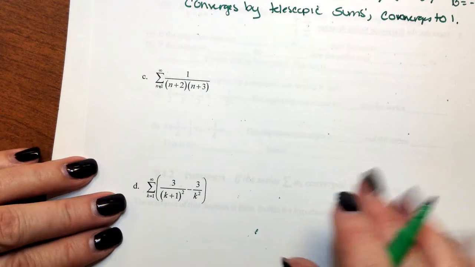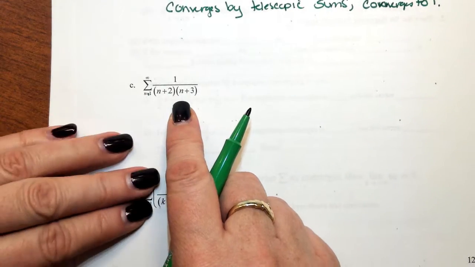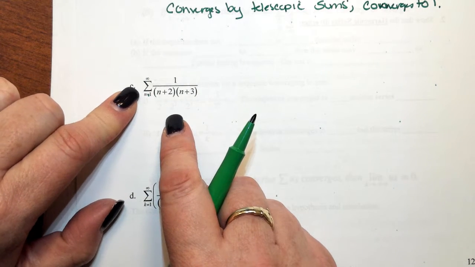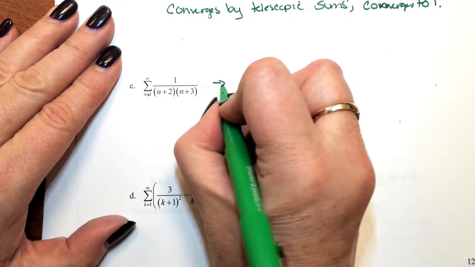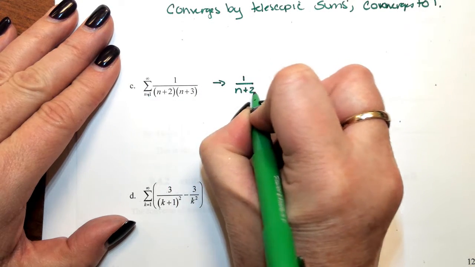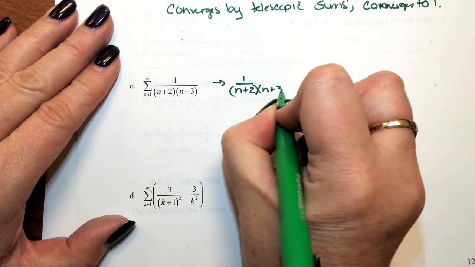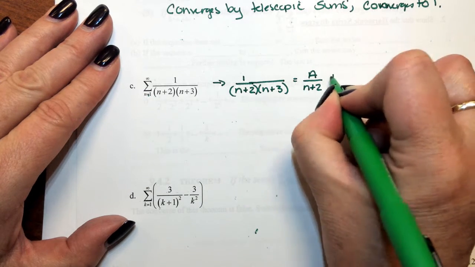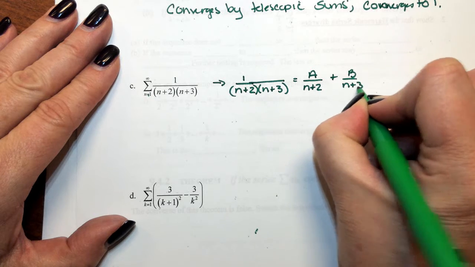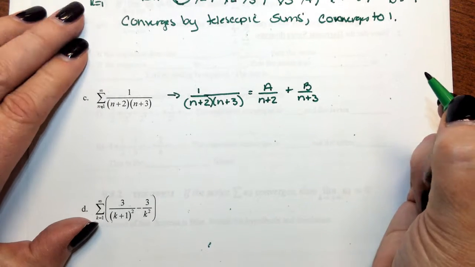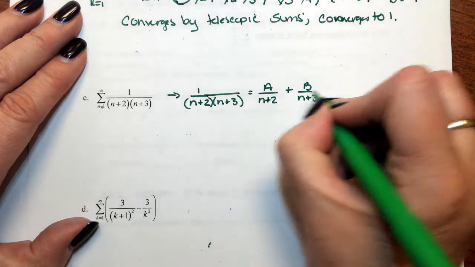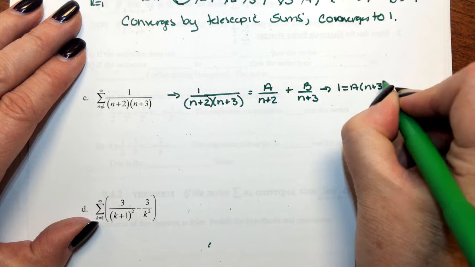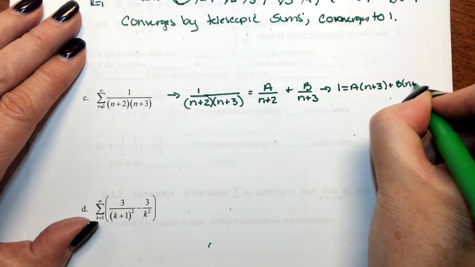So here's my 1 over n plus 2 times 1 over n plus 3. Again, I need to see if this is a telescopic sum. I need to break this larger fraction up into my partial fractions. So I can write this as a over n plus 2 plus b over n plus 3. Again, when I multiply everything by the LCD, that's going to leave me with 1 is equal to a times n plus 3 plus b times n plus 2.